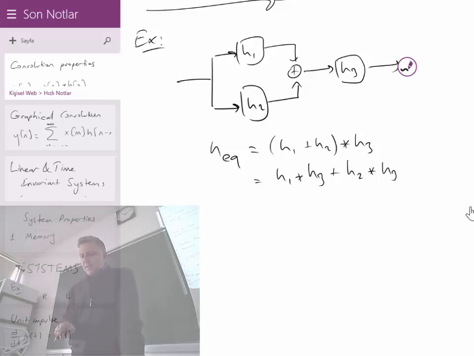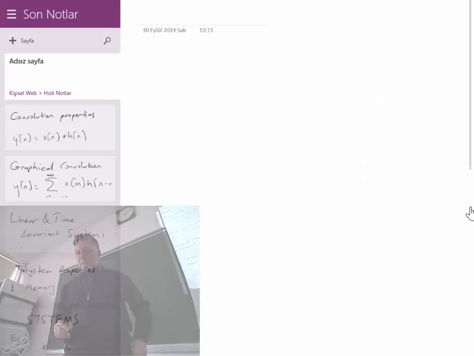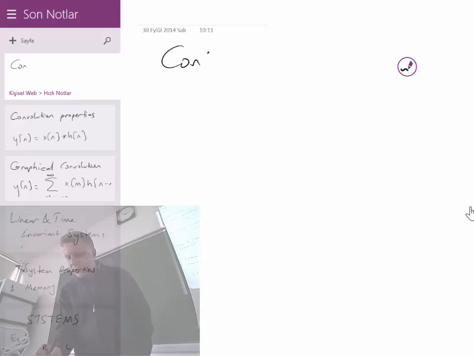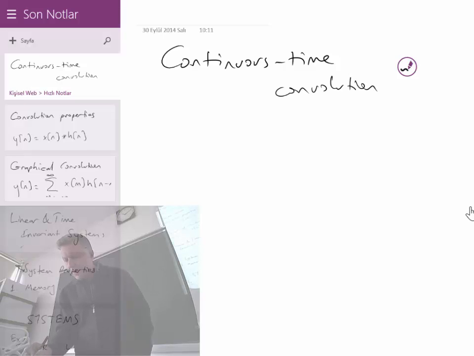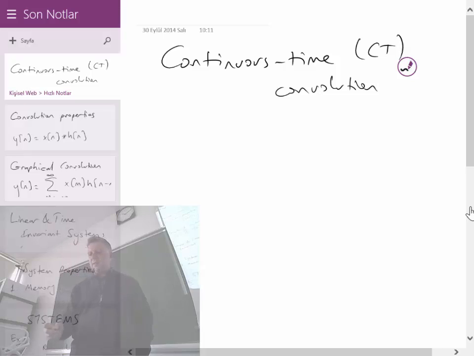Fine. In the last stage, I quit putting the square bracket n terms because these properties also hold in continuous time too. In continuous time, we do have convolution, but first, so the title is continuous time convolution. Continuous time is abbreviated as CT, discrete time is abbreviated as DT.